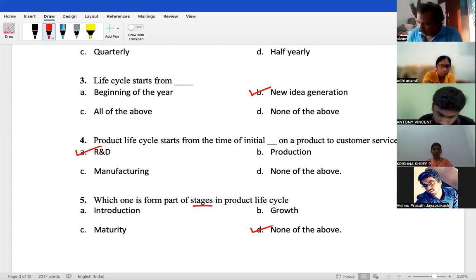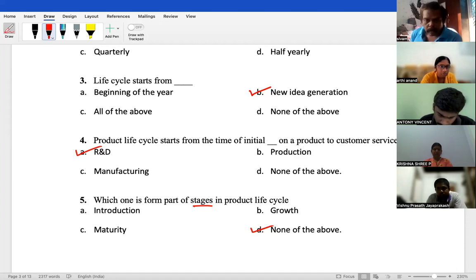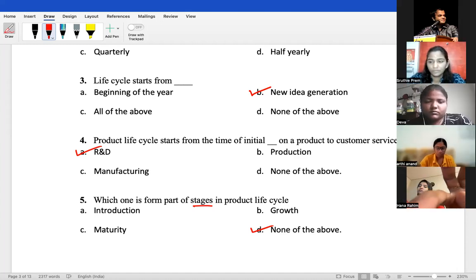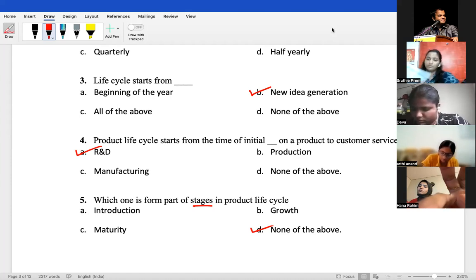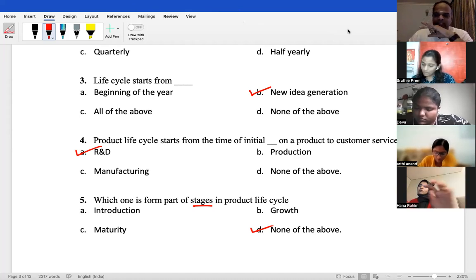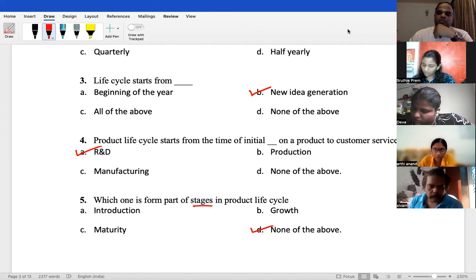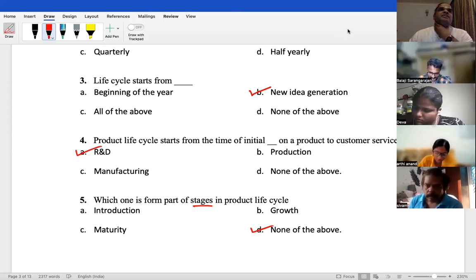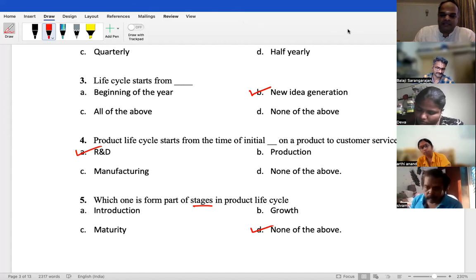So how many stages are there? 11 stages. Market research, specification, design, prototype development, tooling, manufacturing, selling, distribution, after sales service, and decommissioning or replacement. Good.